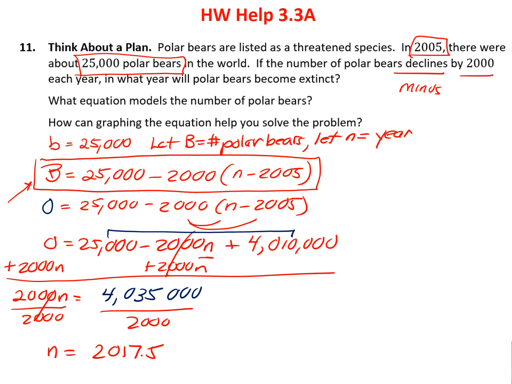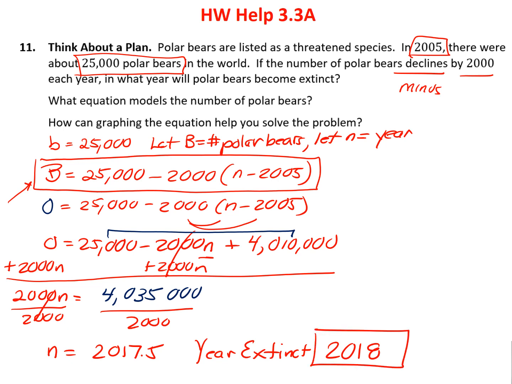Okay? So what year are they going to go? You could say in year 2017 and a half. So I would say the year they go extinct is in 2017. There's still some, but halfway through the next year. So the year they would be extinct is 2018. And that's our answer there.